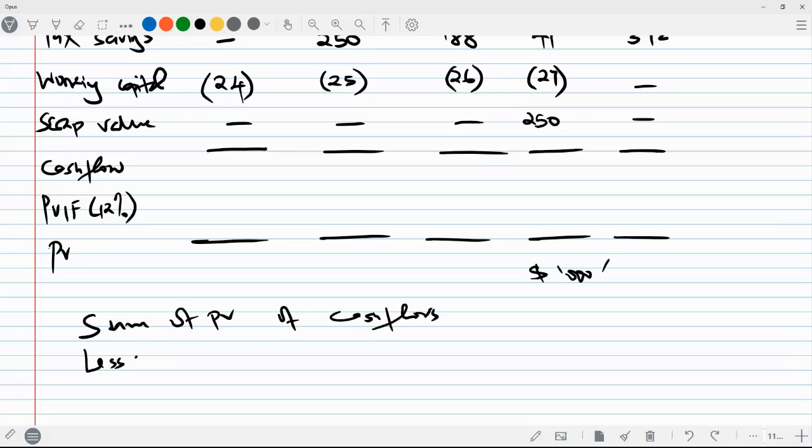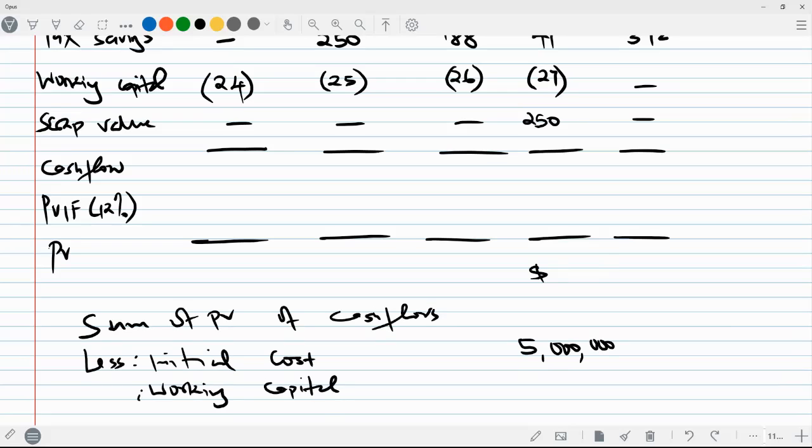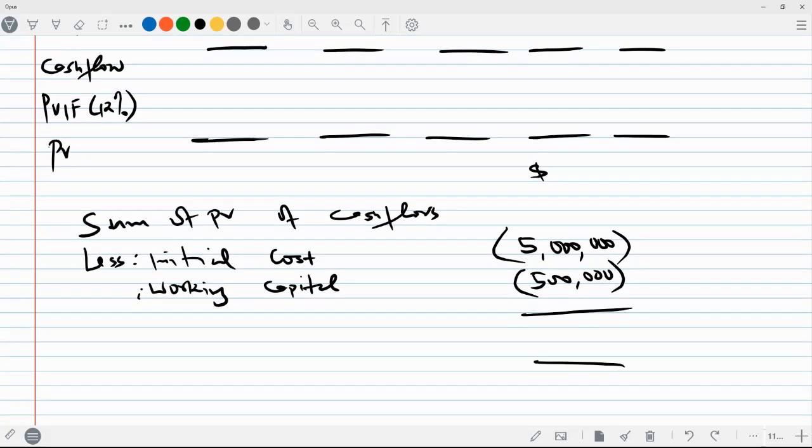Then we less the initial cost. Initial cost of investment is 5 million. We less 5 million. Okay, we less working capital, which is equal to 500,000. Working capital, which is near 0, is equal to 500,000. So these are cash outflows. So I'll be subtracting, and that gives us therefore the NPV. Then we give the advice to the company based on our NPV. Okay, do that.